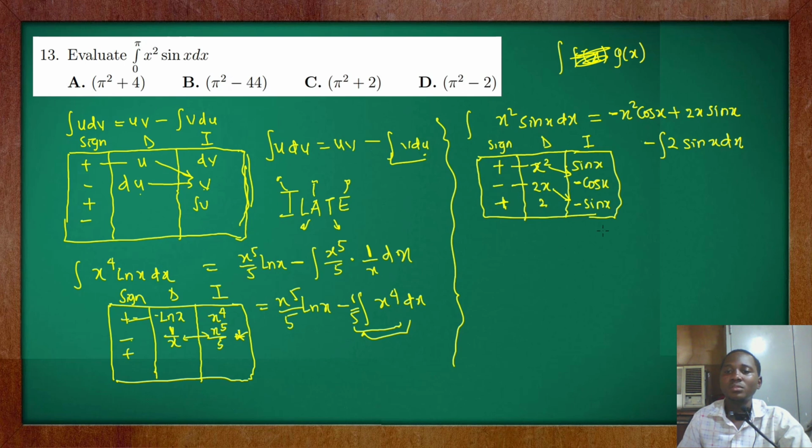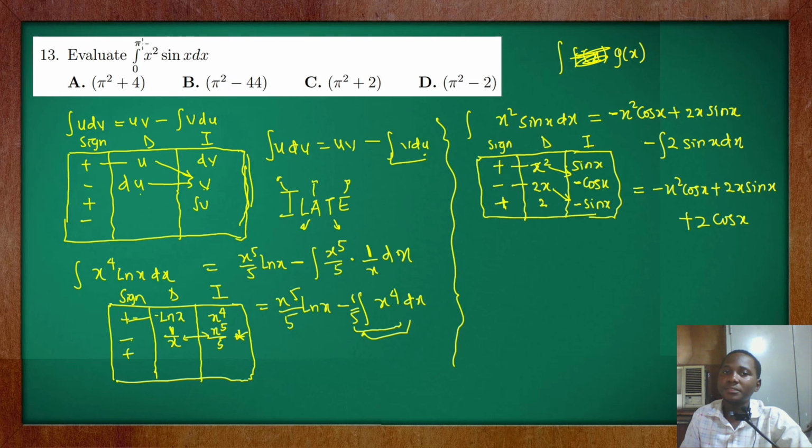Alright, so we can finish this up. That means we have this to be what? Minus x squared cos x plus 2x sine x. Then here we have this to be plus 2, because if you integrate sine x, we are going to have minus cos x. So that means minus times minus will turn to plus. Then we have plus 2 cos x.